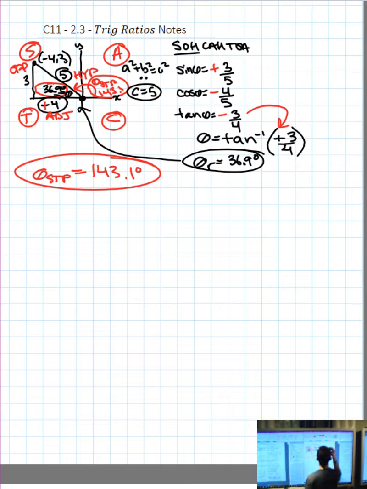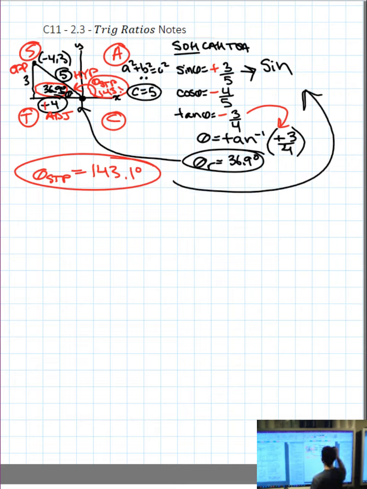So let's use one of these. Let's use sine. So remember, the little reference angle is the little grade 10 angle to help us do trig. It's STP. It's all about STP. So I have to sine the STP angle that I just got, 143.1, and I get 0.6, which is exactly the same as 3/5, so near the answer in big blue check mark. Making sure you check your answer.